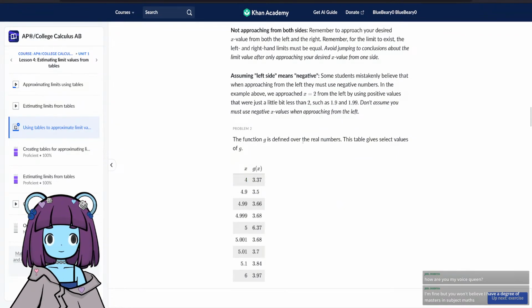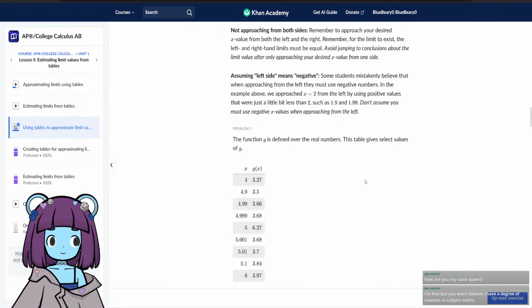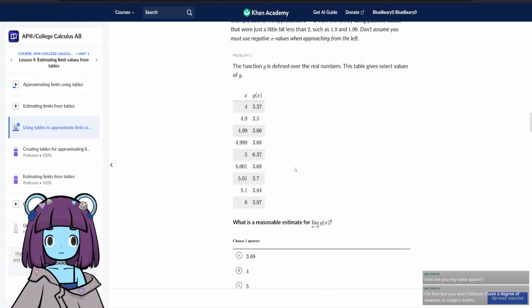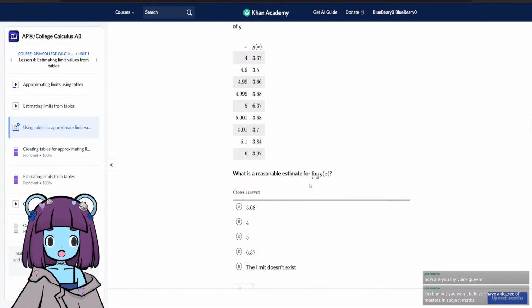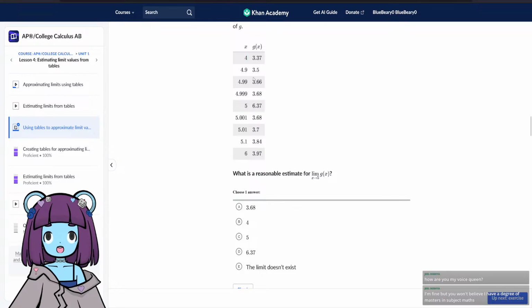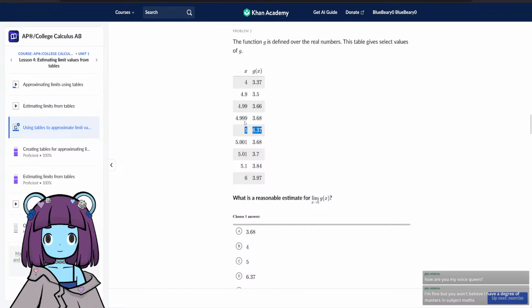So the function g is defined over the real numbers, and this table gives select values of g. So what is the limit as x approaches 5? We ignore the actual value at x equals 5 for the limit.